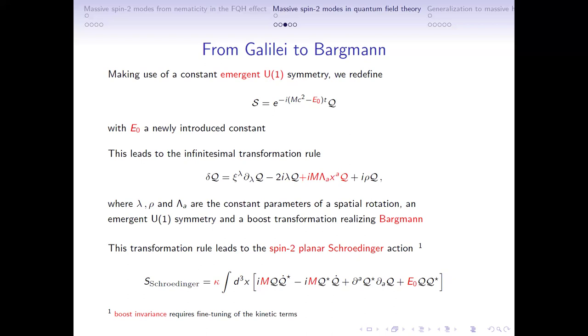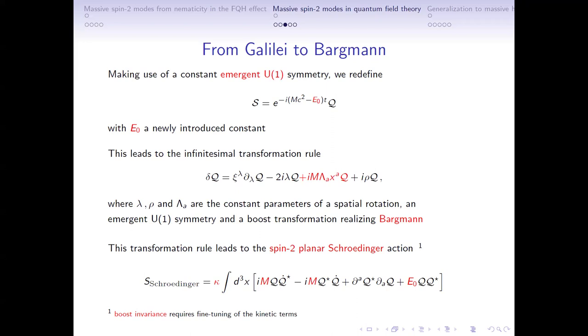And you can easily see that you need this compensating U1 because you see, under a boost, you need a cancellation between terms with one time derivative and terms with two spatial derivatives. Under a boost, a spatial derivative becomes a spatial derivative plus a time derivative. That's nice, because you have one time derivative. But there is a second spatial derivative. But the nice thing is that the second spatial derivative acts on this x, and that gives you exactly that scale, and then you get exactly that the two cancel each other.